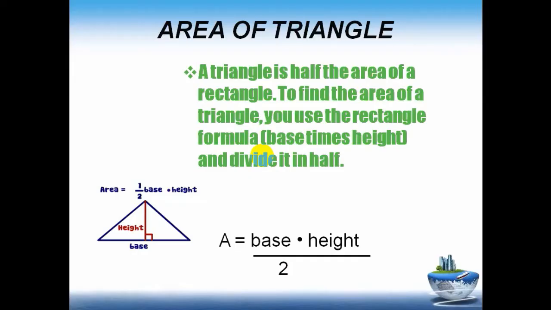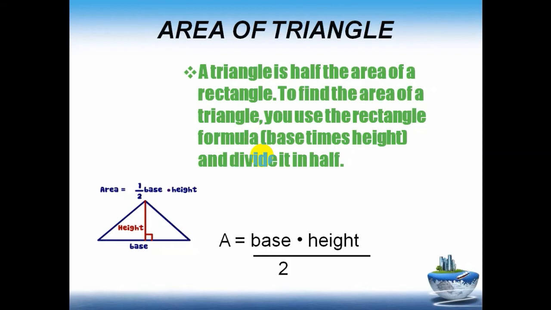Now to find the area of a triangle. A triangle is half the area of a rectangle. To find the area of a triangle, you use the rectangle formula: base times height, divided by 2. The area formula of a rectangle is equal to length multiplied by width. So simply this area divided by 2 will give us the area of the triangle, because a triangle is half of a rectangle.